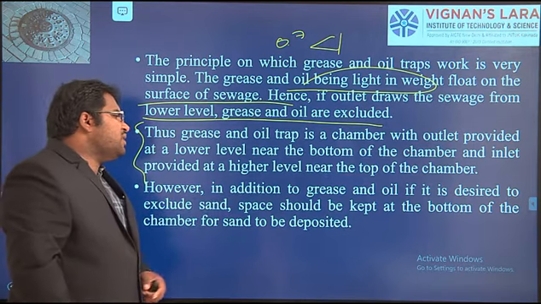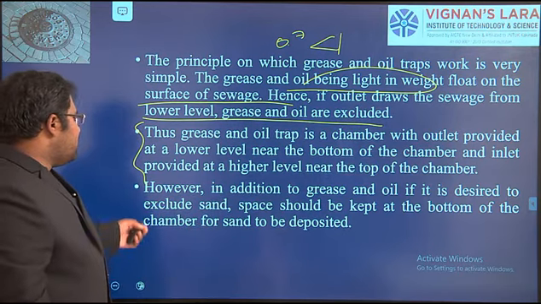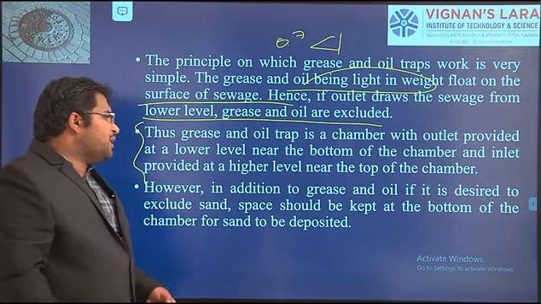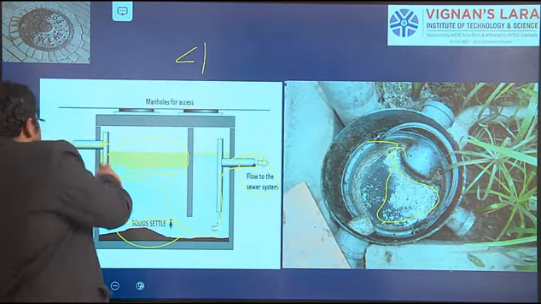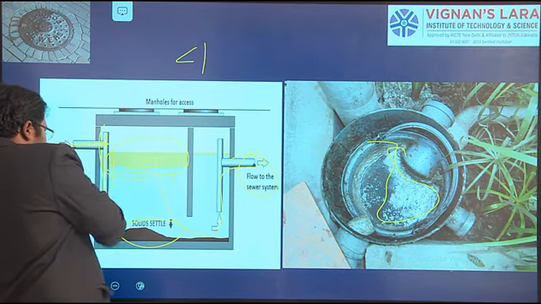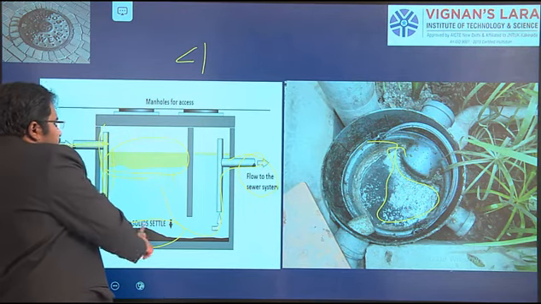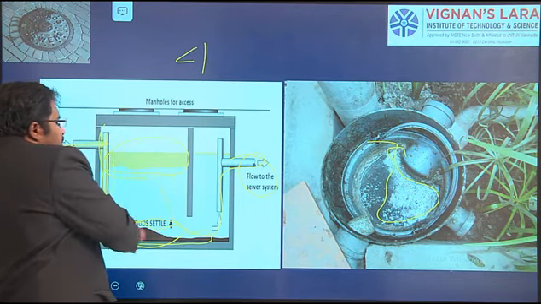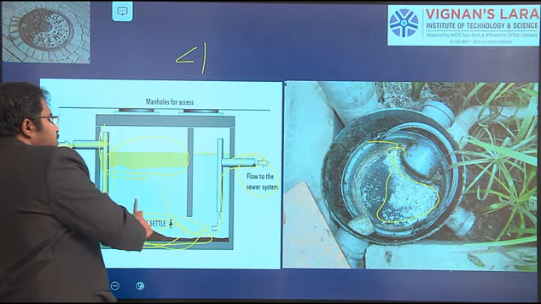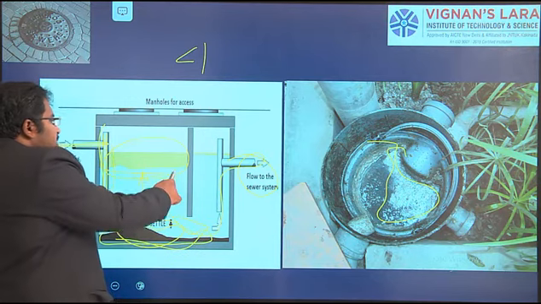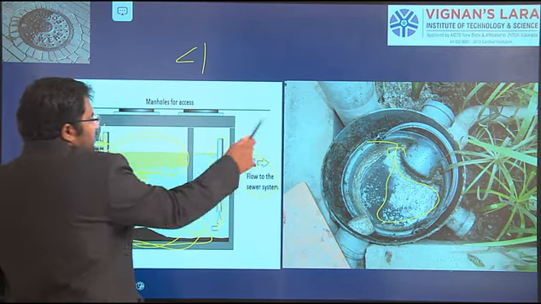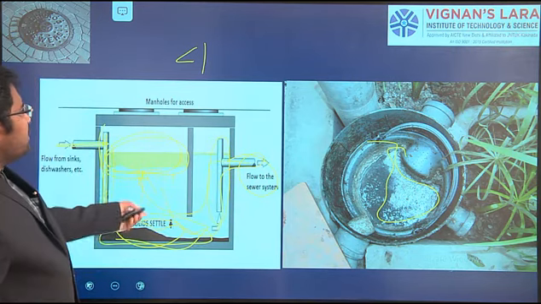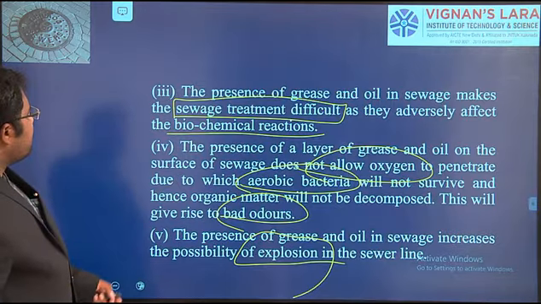However, in addition to the grease and oil, if it is desired to exclude sand, space should be kept at the bottom of the chamber. Here you can see the inlet coming at a high level and the water entering at a lower level. If you want to collect the sand and grit, you have some space here. Due to the lightweight difference, oil and grease will float at the top, and the remaining clean water will be collected from the outside. Like this it is constructed.